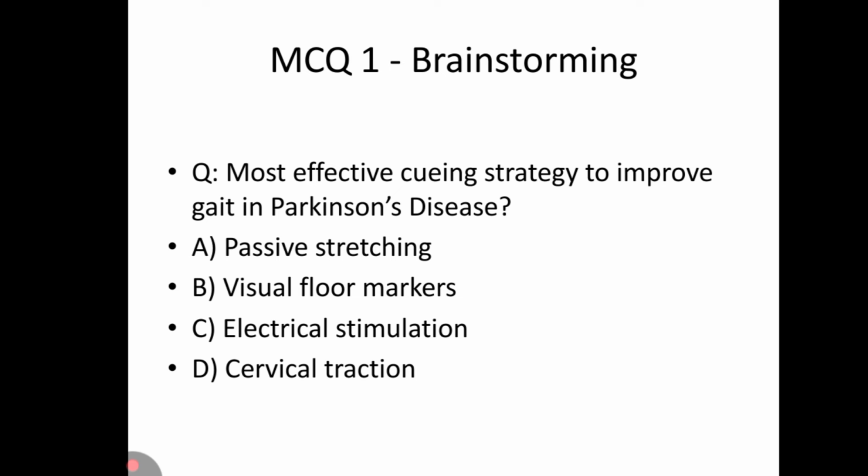Let's move towards the MCQs, brainstorming MCQs. Number 1: what is the most effective cueing strategy to improve gait in Parkinson disease? Option A is passive stretching. Option B is visual floor markers. Option C is electrical stimulation, and option D is cervical traction. I want your correct option in the comment section.